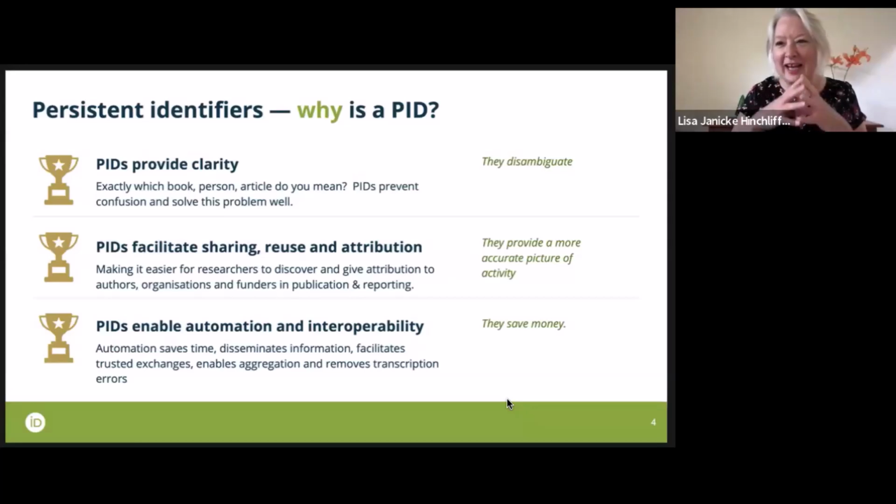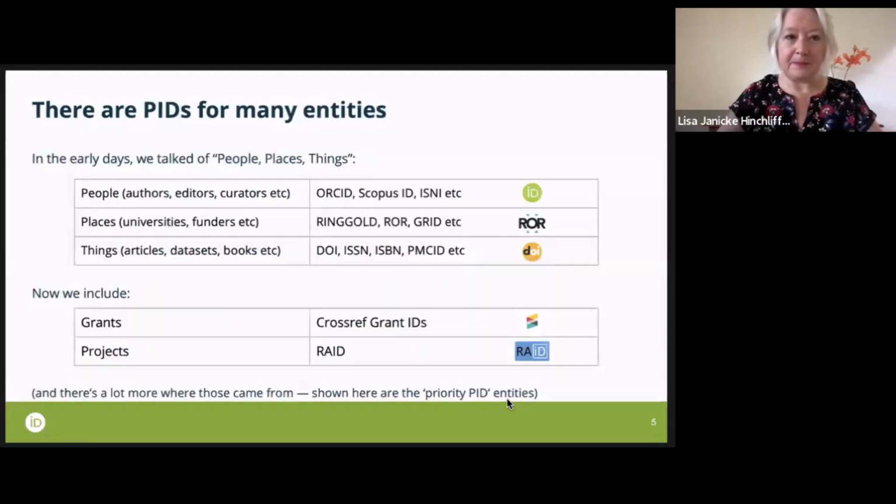So they create an accurate picture of that person's activity or that article's accesses. And they enable automation and interoperability. And in doing so, they save a lot of people a lot of money because they enable data to flow from one system to another in automated ways.